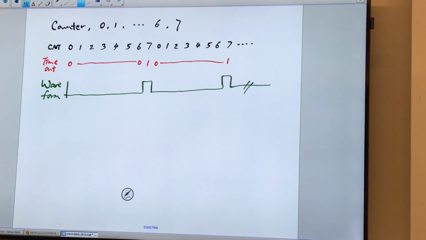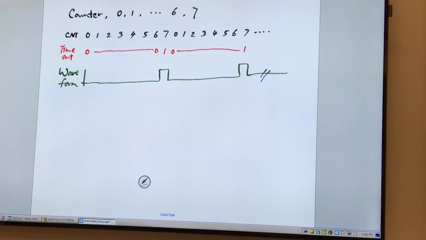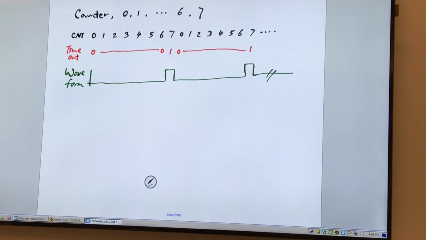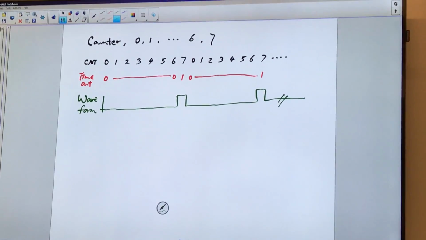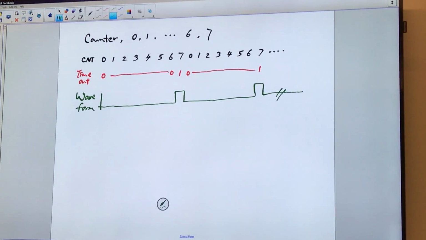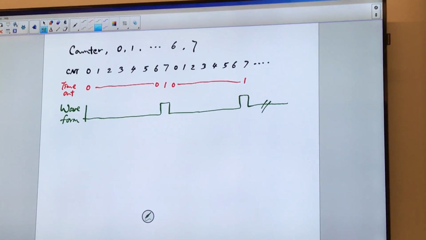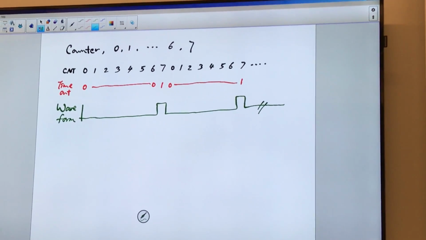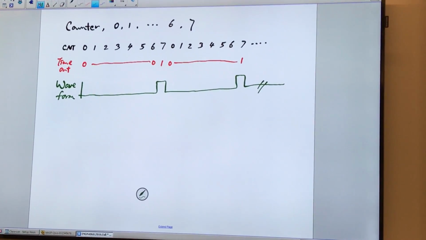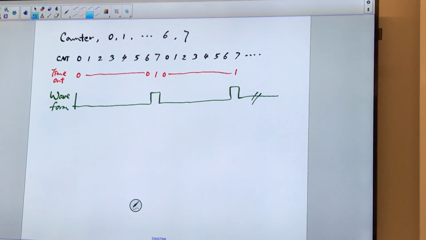Right? So if you look at the timeout signal, what is the frequency of the timeout signal compared to the clock? Now the clock is changing every time. So every time there's a rising edge or falling edge, you count up, you count up. But the timeout signal is not. It is only active for a certain amount of time. So it takes 8 cycles for the timeout signal to go high. Okay? So that means the frequency of the timeout is 1/8 of the original.